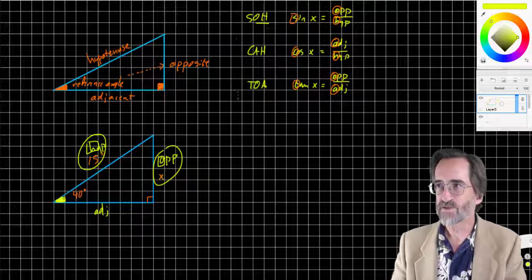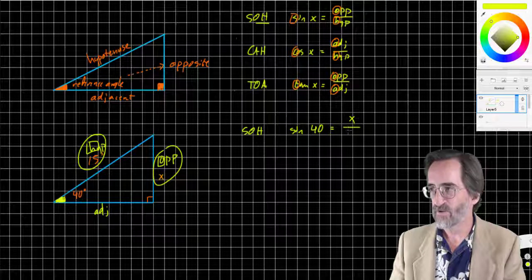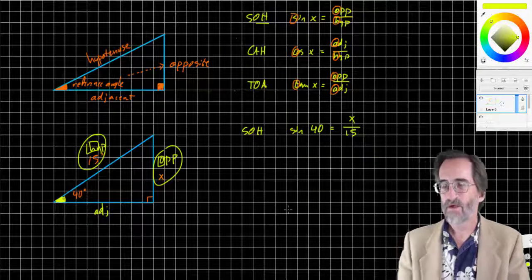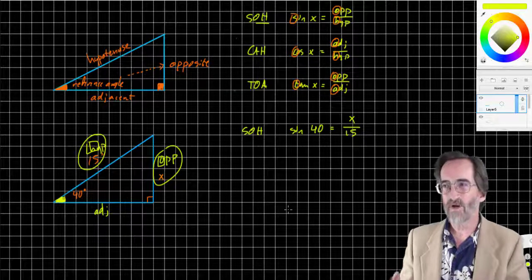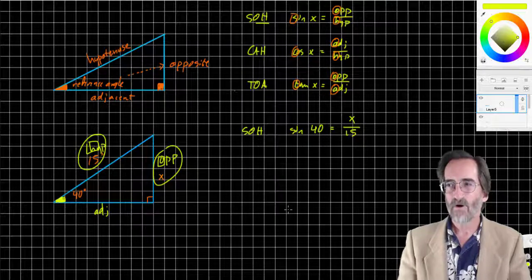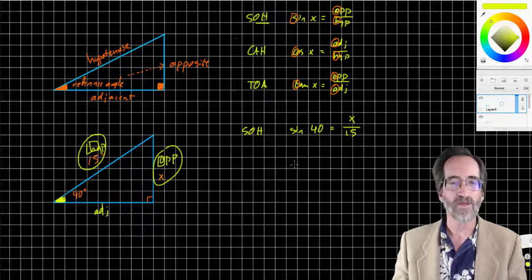Well, that would be SOH, S-O-H. So I'm going to use the sine function to write an equation. Sine of 40 degrees equals opposite x over hypotenuse 15. Okay? So all of that, naming the sides, memorizing SOHCAHTOA, all of that combined to allow me to write an equation that I can then solve.